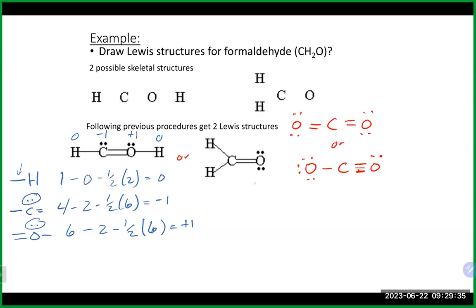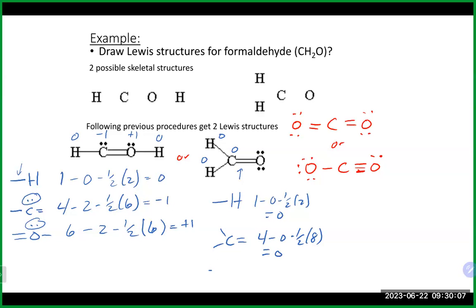Now, if we do the same thing for our second structure to compare, again, our single bonded hydrogen should come out the same. So it's going to be 1 minus 0 minus 1/2 of 2, which would be 0. That's going to be 0 for that guy. Our carbon in the second structure has 2 single bonds coming in and a double bond, which means that's going to be 4 minus 0 minus 1/2 of 8 for each of those bonds that are present. Gives us a 0 in this case.